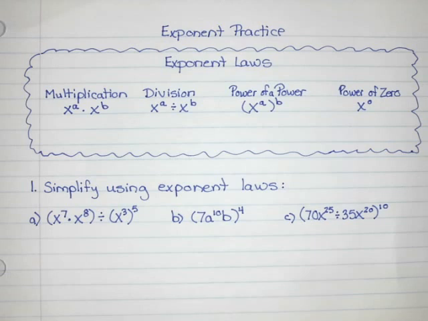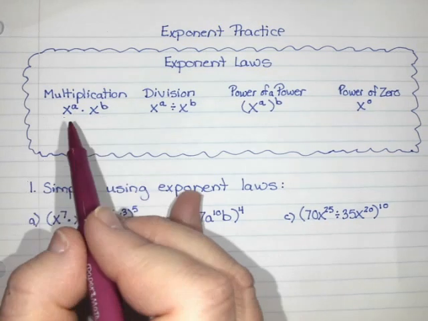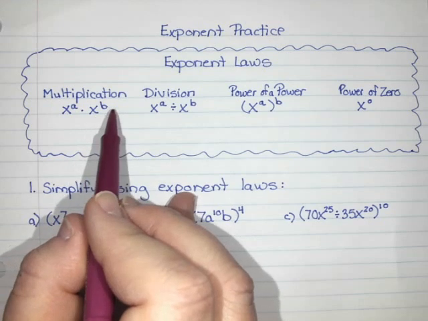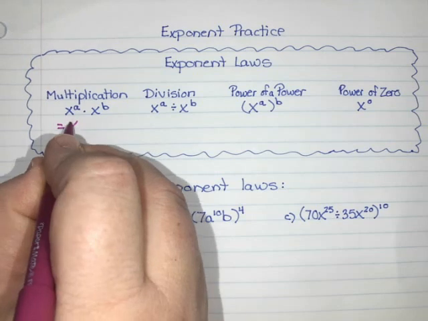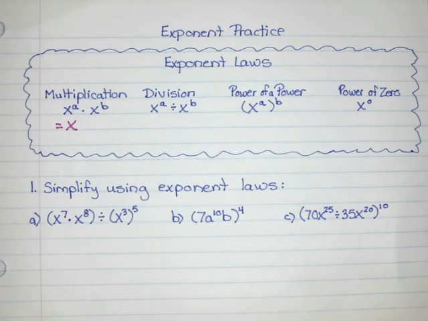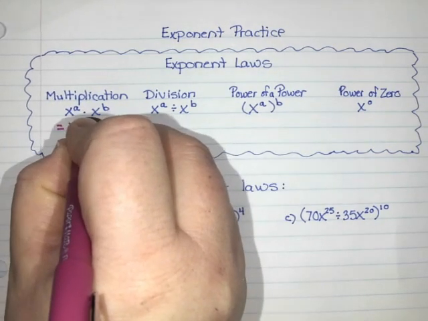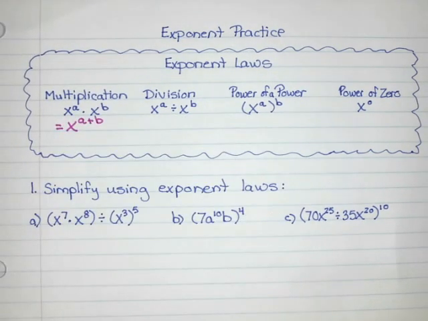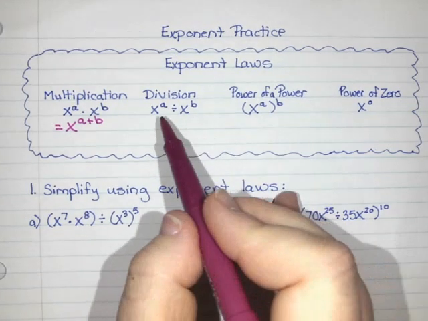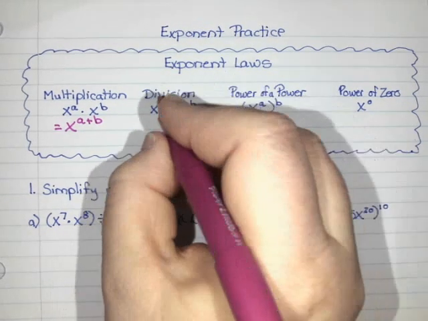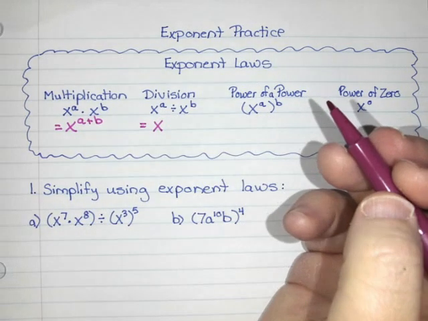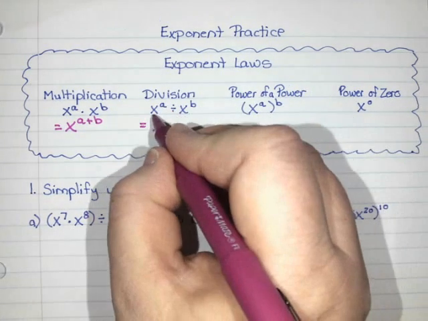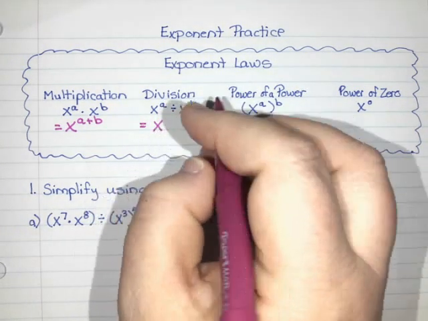The first thing we learned was the multiplication rule. If I have x to the a times x to the b, when you multiply two things with the same base, the base stays the same, so it's still x, and then we add our exponents. So this would be x to the a plus b. When we divide, if they have the same base, the base stays the same, so it's still x, and then I subtract my exponents.